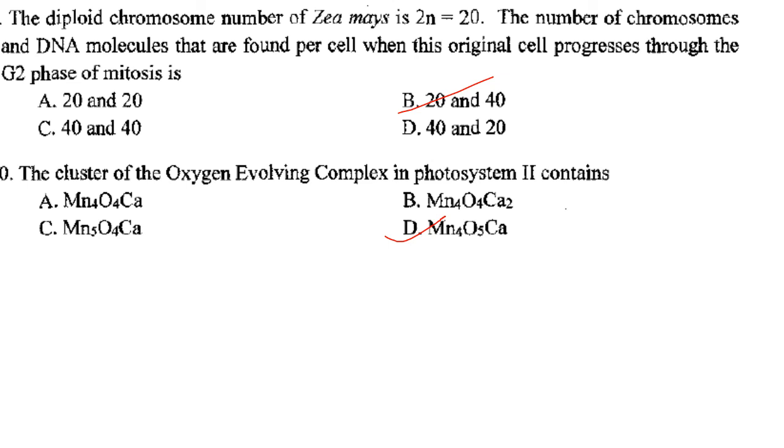Then the cluster of oxygen evolving complex in photosystem 2 contains Mn4O5Ca. So answer is option D.